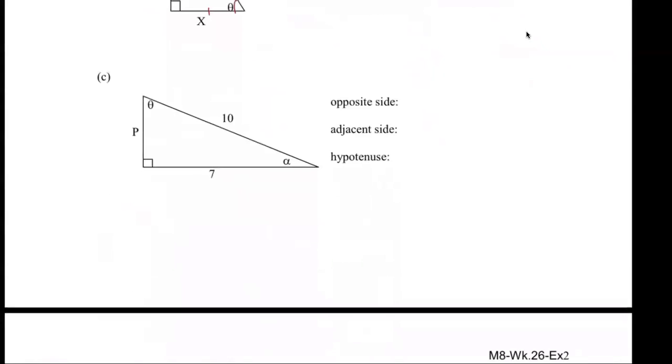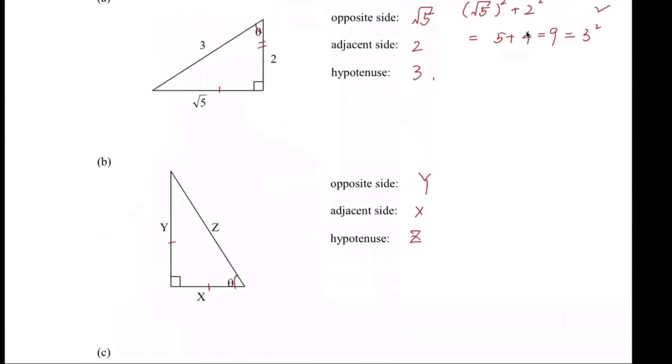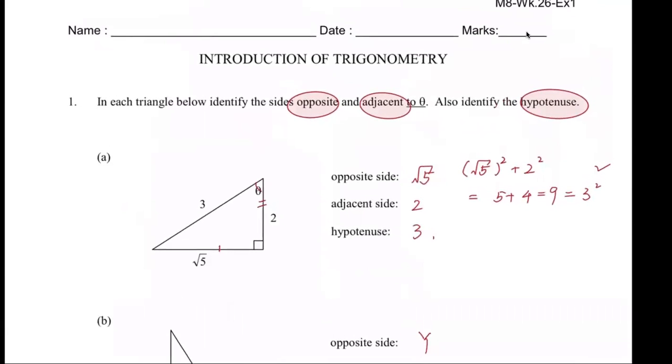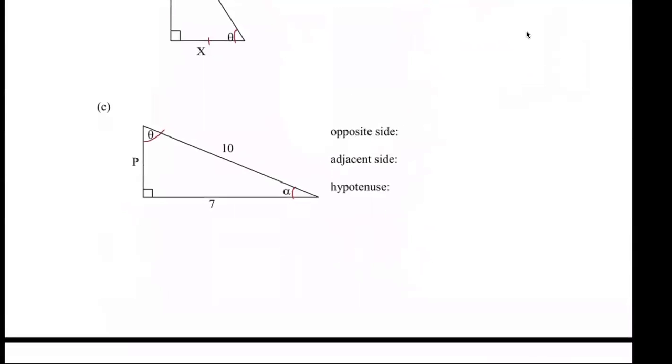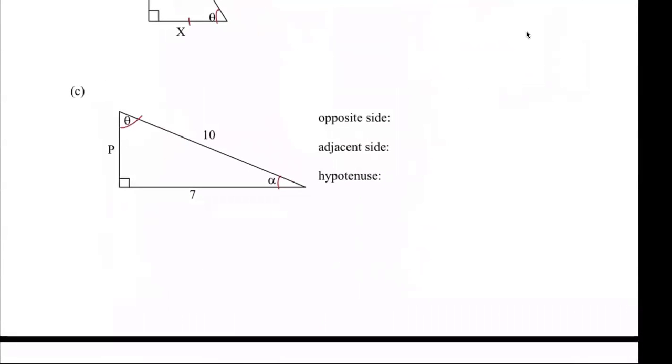Part C, this is alpha, this is theta. Let's see what the question asked. The question is asking us to identify the opposite side and adjacent side to theta. So the angle alpha here is just to confuse us. Our reference angle is theta. The opposite side is the one that's further away, which is 7. The adjacent side is the one that's next to it, which is P.